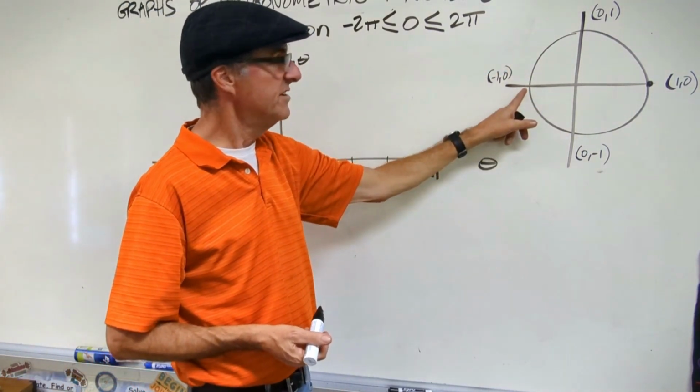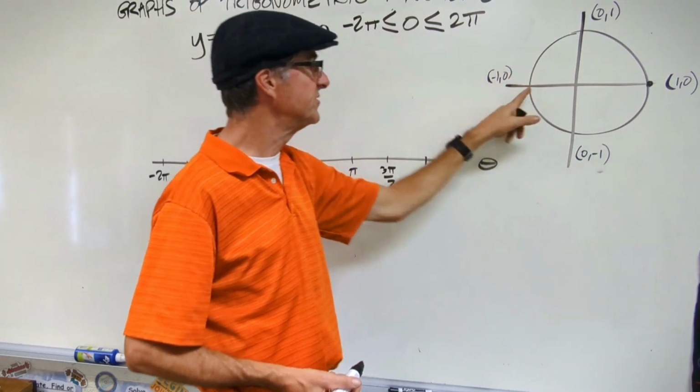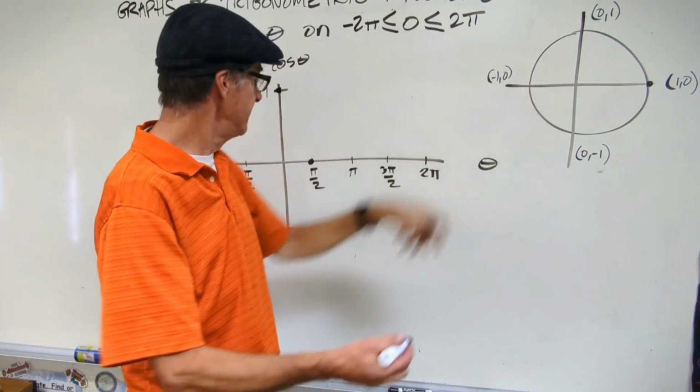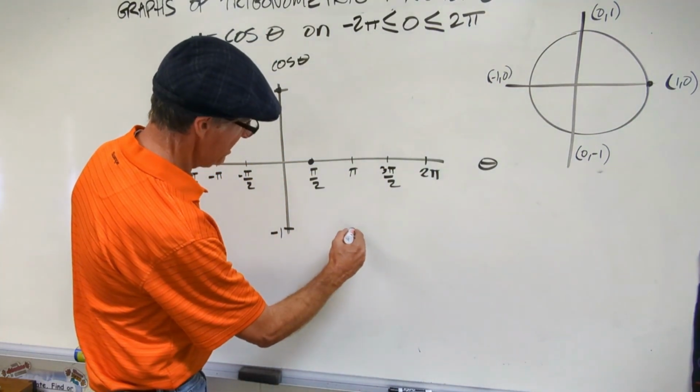Cosine of pi is going to be 180, so we're halfway around the unit circle. So cosine of pi, remember cosine is the x value, is negative 1. So that one's going to be right down here.